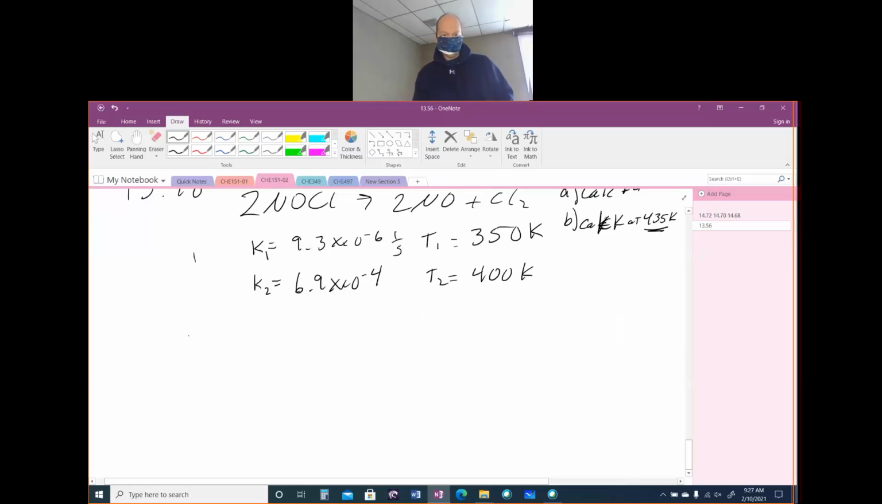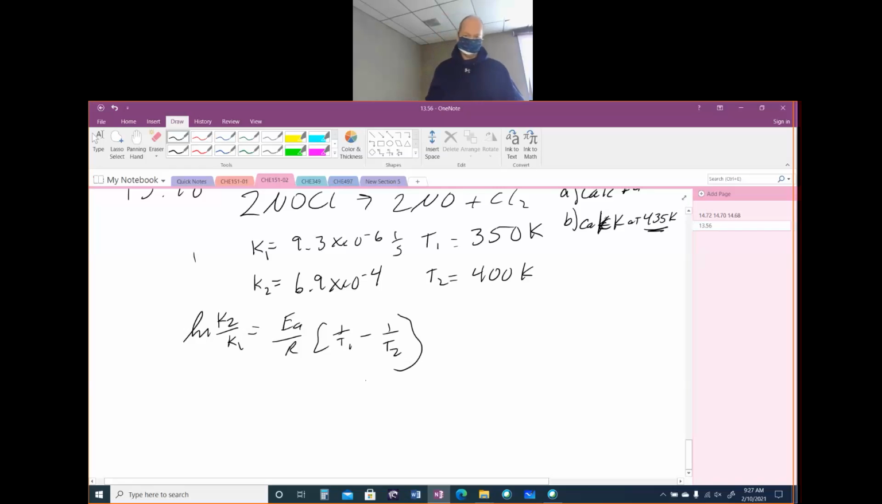The energy of activation is a constant. It is not going to change. For this reaction, the energy of activation is the same regardless of the temperature. So you have ln of k2 over k1 is equal to the energy of activation over R, times 1 over T1 minus 1 over T2.